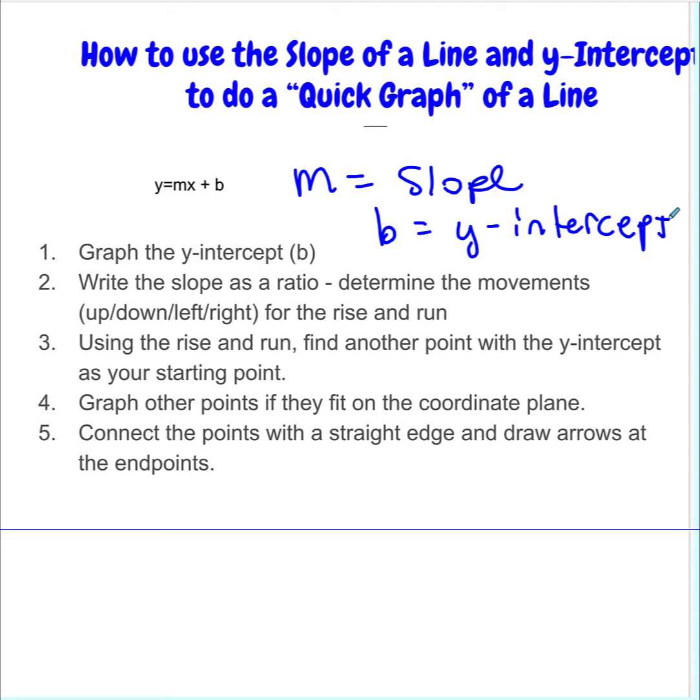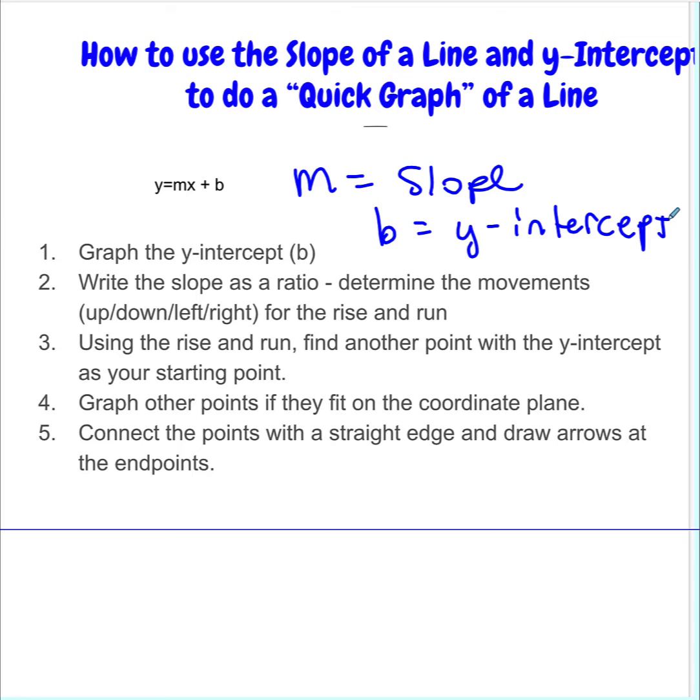So the first step is you're going to graph the y-intercept. Then you're going to make sure that you understand, or actually write down, the directions that the slope is telling you to go. So remember that the rise tells you to go up or down, depending what sign it is, and the run tells you to go left or right, again, depending on what sign it is. Then, starting from the y-intercept, you're going to use your rise and run, the up-down movement and the left-right movement together, to find your next point.